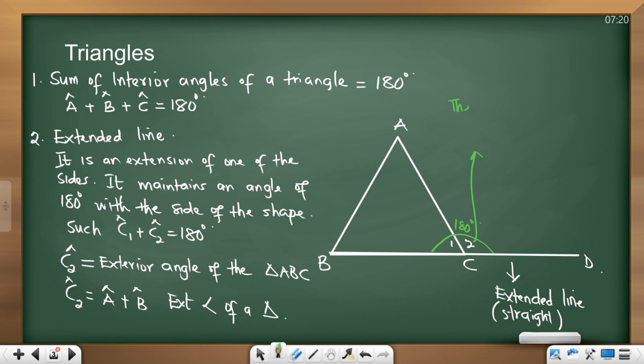So we're saying that the exterior angle of a triangle is equal to the sum of the interior opposite angles. You don't have to write all of this. We just write the short form, exterior angle of a triangle. And I'd like us to check how that came to be.